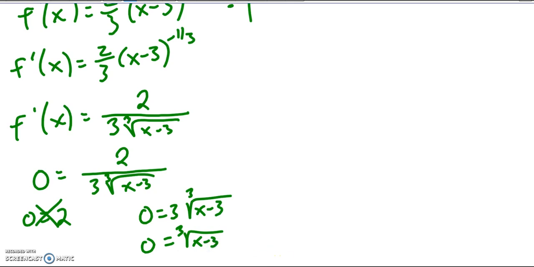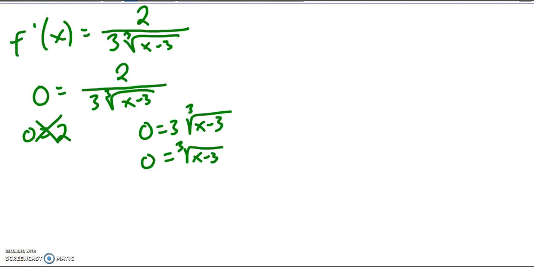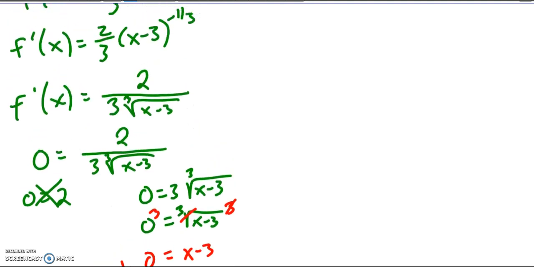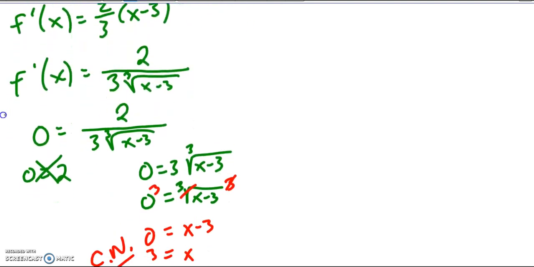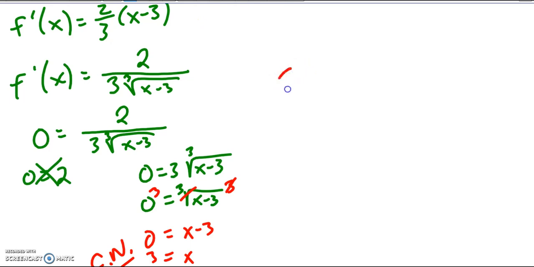And then we will use a different color here, raise both sides to the power of 3, so that'll cancel there. And 0 cubed is just 0. So our critical number is x equals 3. Now we'll put that critical number, move up just a little bit so I can see my derivative. There it is, on the number line.